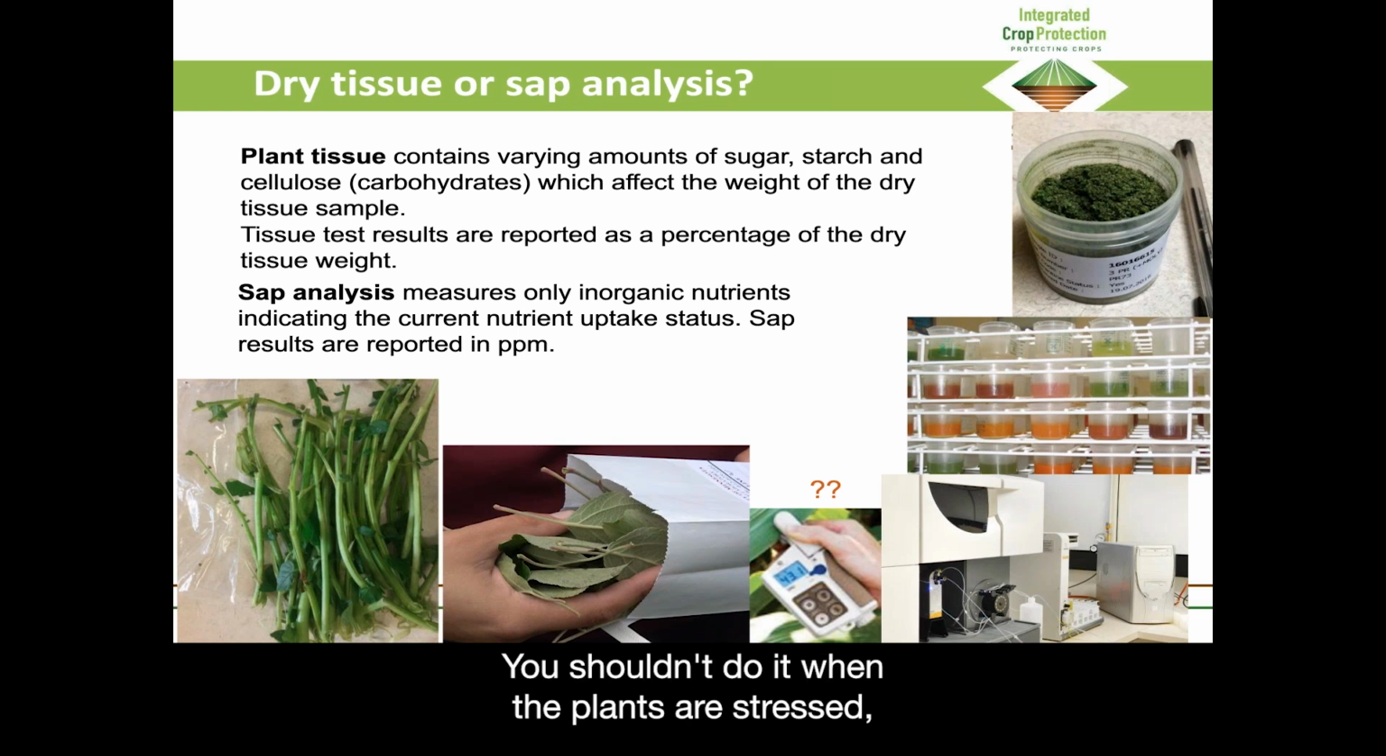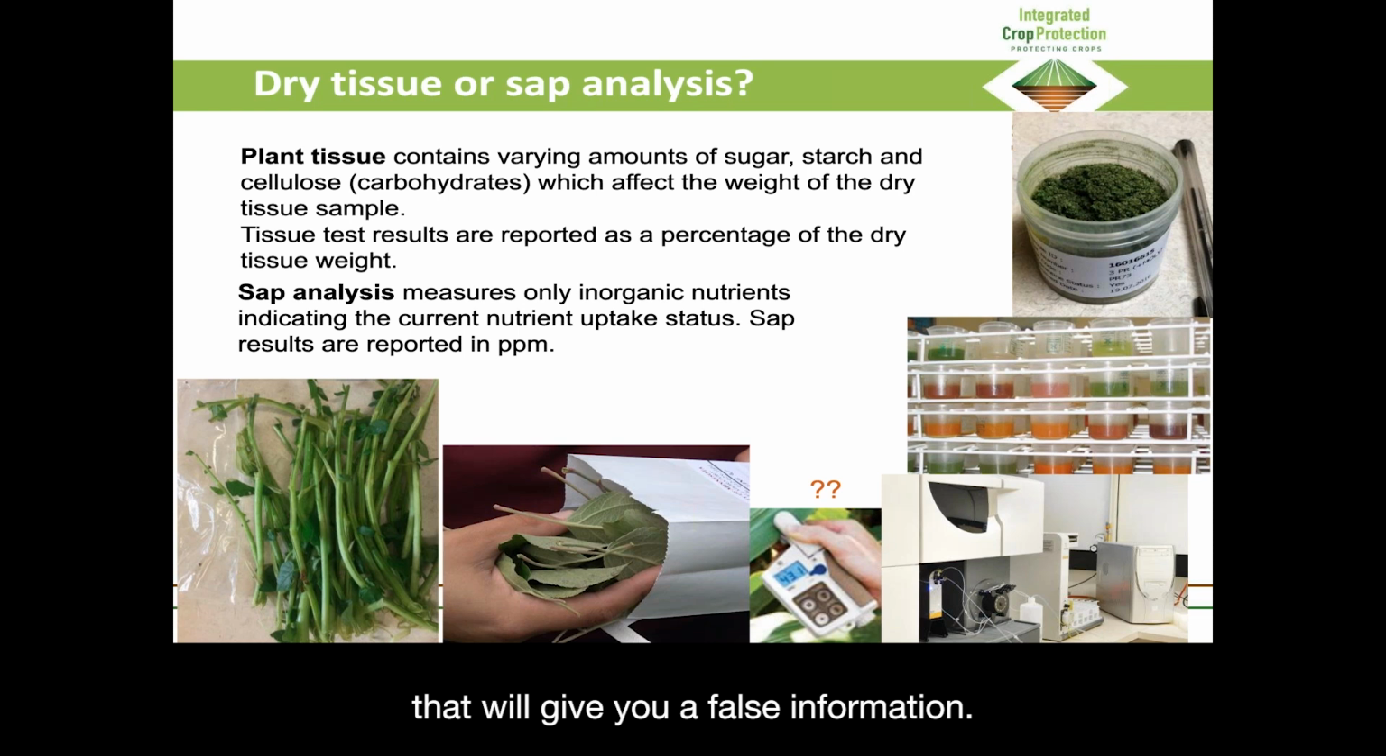You shouldn't do it when the plants are stressed, when it's really hot, really wet, or when the irrigation is over-irrigated. So it basically applies also to dry tissue testing. The main thing is to get the right plant age. If you use leaves that are too old or too young, that will give you false information. But if you get the sampling right, you get quite good information on what's going on in the plant.